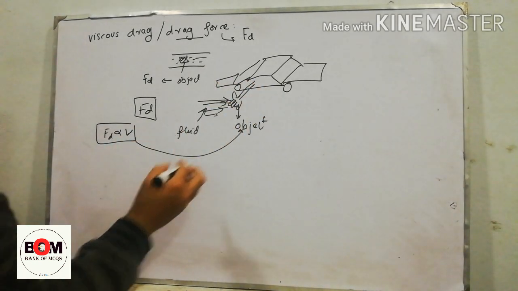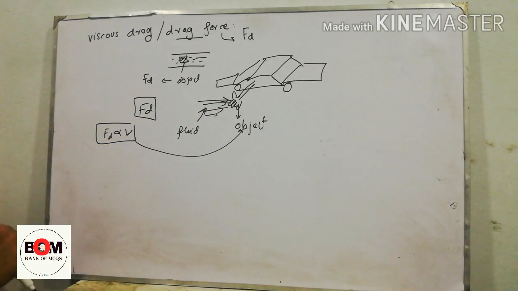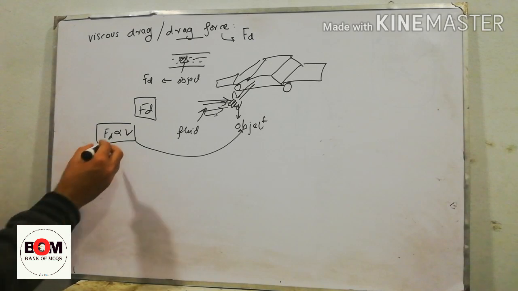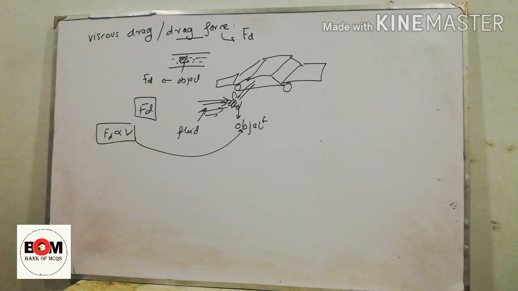So when the car is moving slowly, the drag force will be minimum, and if the car is moving too fast, the drag force will increase. So Fd is directly proportional to the velocity of an object.